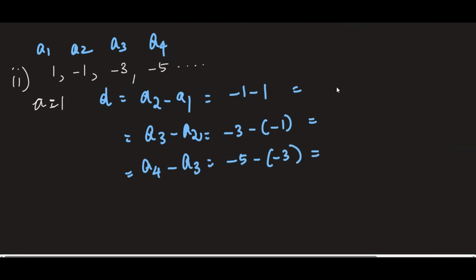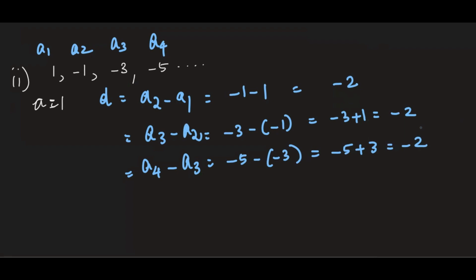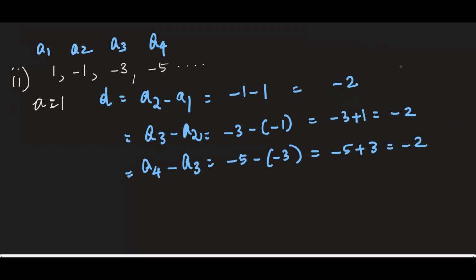So minus 1 will become minus 2. Let's remove the bracket. So minus 3 plus 1 is minus 2. Correct. Then minus 5 plus 3 is equal to minus 2. Okay, so here the D is actually minus 2 and it's the same. So this also forms an AP. So this particular series also forms an AP, which is right.